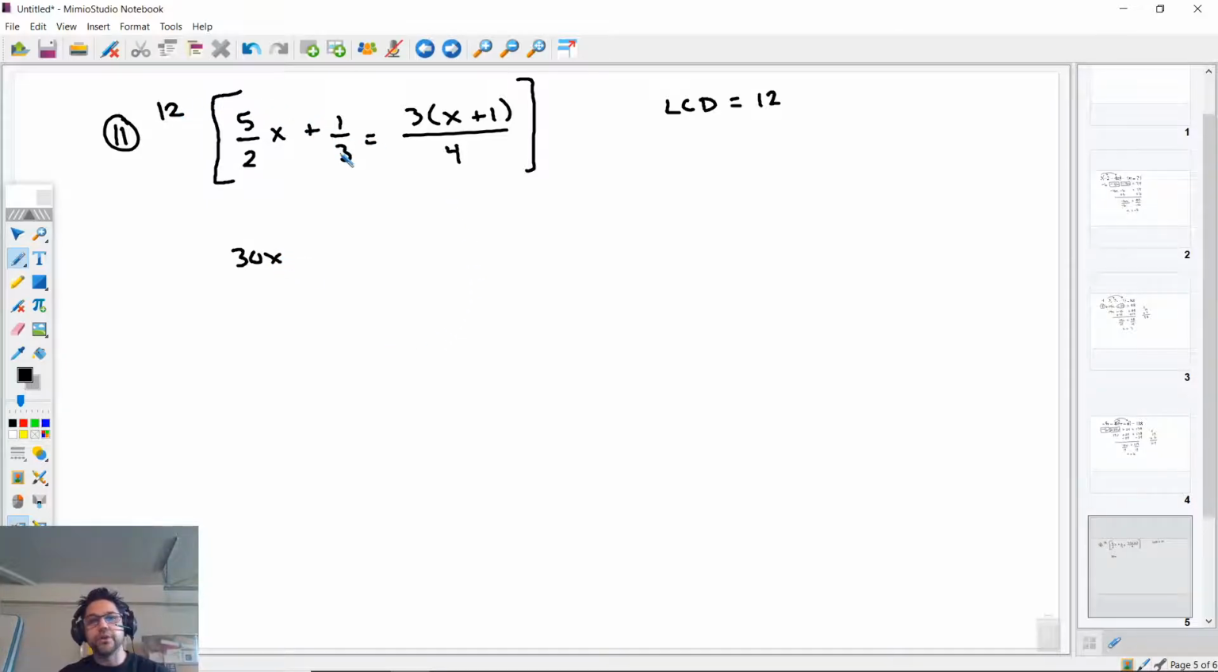12 and 3 would cross cancel. 3 becomes a 1, 12 is a 4, 4 times 1 is a 4. 4 and 12 would cross cancel. 4 becomes a 1, 12 becomes a 3. 3 times 3 is 9. Then you have your x plus 1. Uh-oh. We've got variables on both sides. We made a small mistake there, but that's okay. I think you can figure that out. If not, watch the next video.